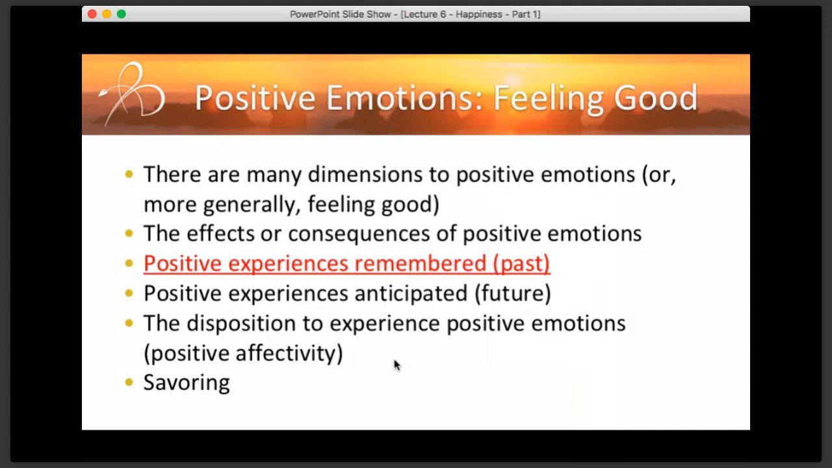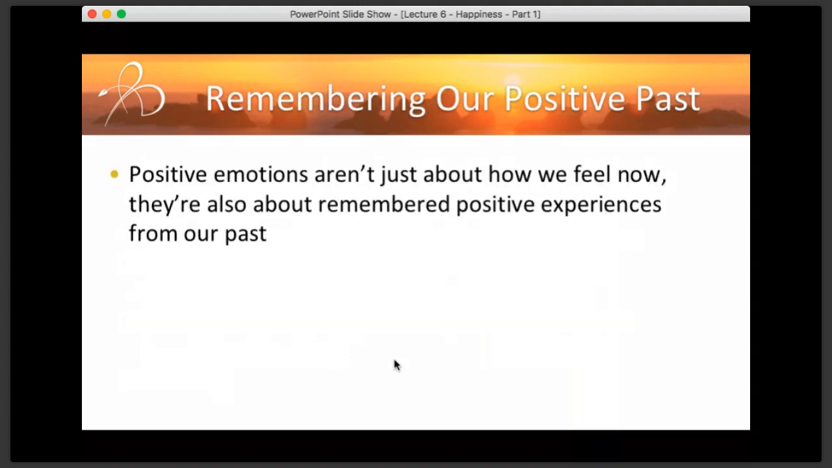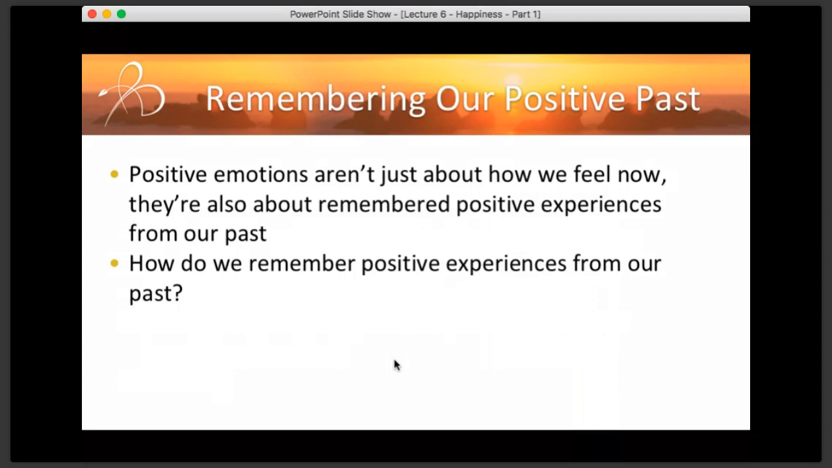So that's the effects or consequences of positive emotions. Let's talk about how our memory and expectations around positive experiences work. So let's talk about positive experiences remembered in the past. Because positive emotions aren't just about how we feel now, they're also about remembered positive experiences from our past, right? We're looking back on our lives. This is the sort of, have I lived a happy life? Well, we look back and we check. So what's that like when we look back and check? How do we remember positive experiences from our past?